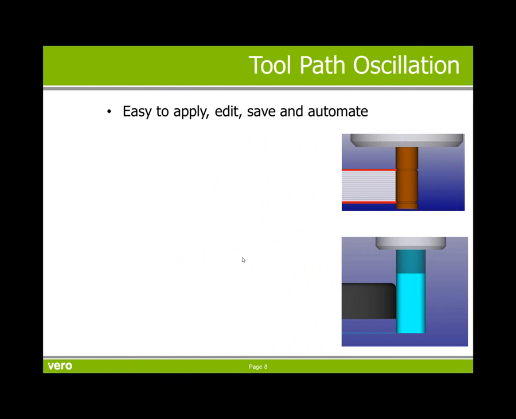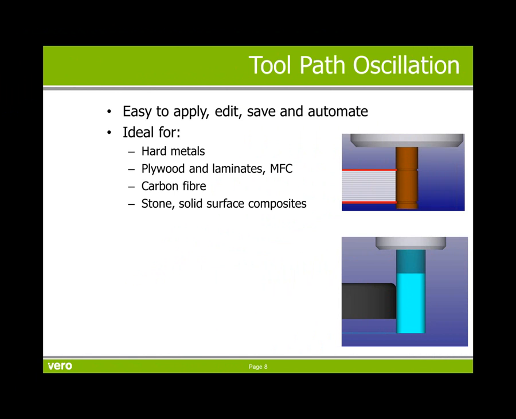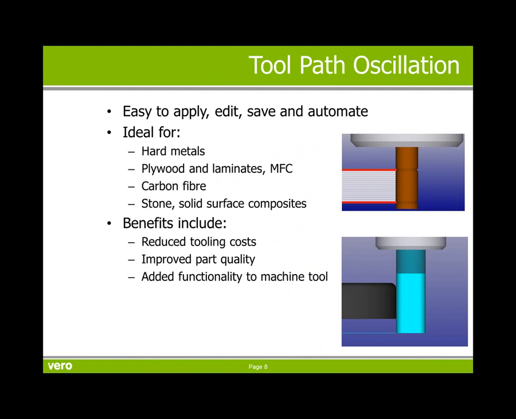Toolpath Oscillation is easy to apply, edit, save and automate. It's ideal for hard metals, plywood and laminates, MFC, melamine based chipboard, carbon fibre panels, stone and solid surface composites. Benefits include reduced tooling costs, improved part quality and added functionality to your machine tool.